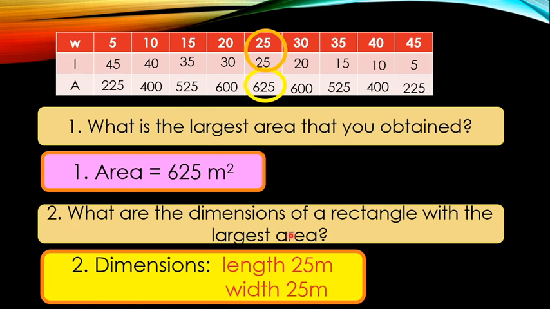Alright, as you can notice, the largest area can be obtained using the perimeter which is 100. We can form a square because we have the same value for the width and the length, 25 by 25. Therefore, can you imagine the figure that we can form? That is a square. Now, that is the largest area that we can obtain.